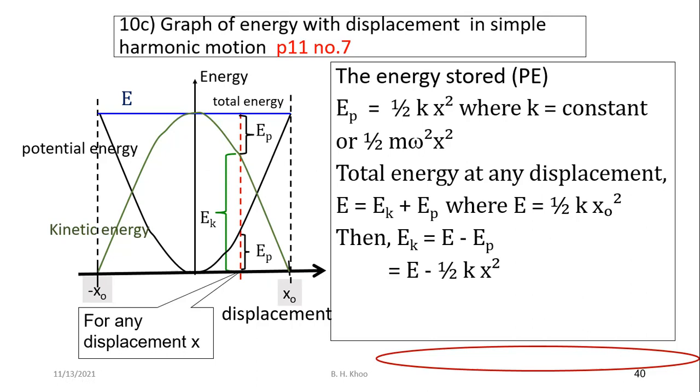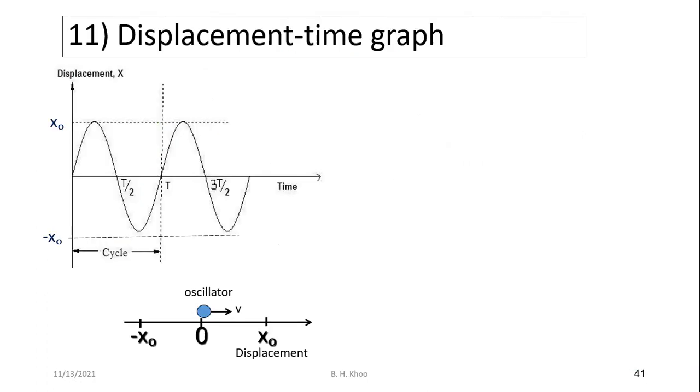Now we have looked at how the energy changes with displacement. Now let's look at how the energy changes with time. Just neglect this part, and the other part if you want to. That is your period there. You have to sketch. This is your x naught. This is your minus x naught.